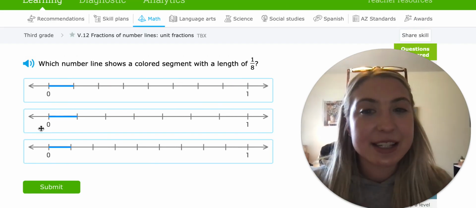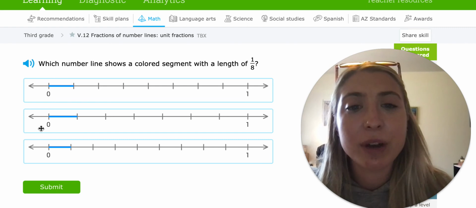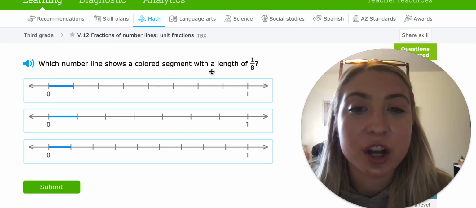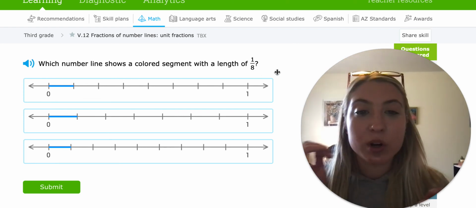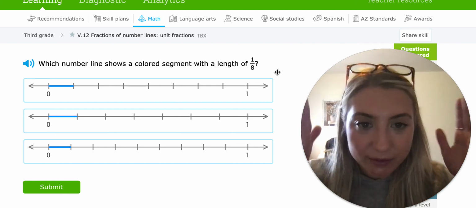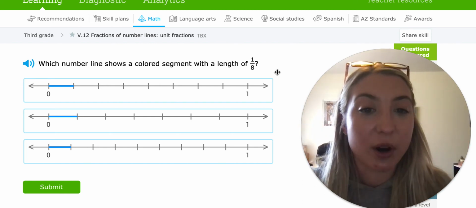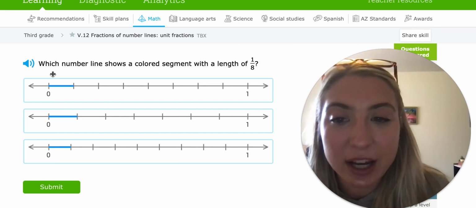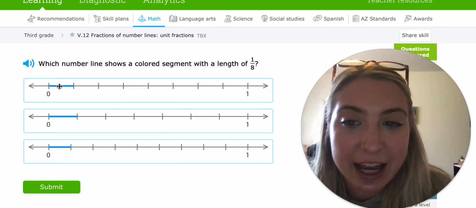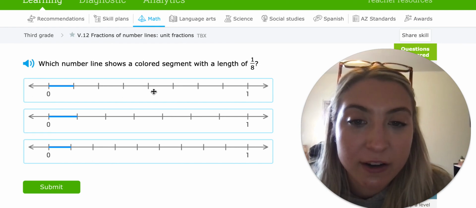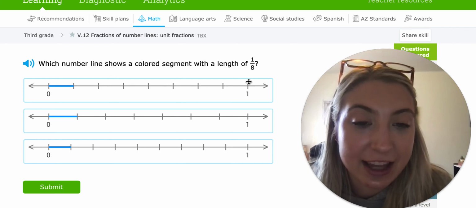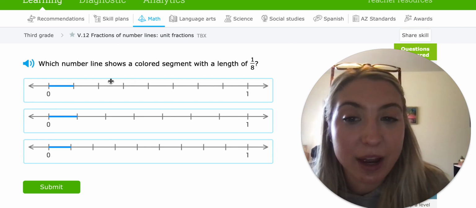Now this is the last example that we're going to do together. Which number line shows a colored segment with a length of 1/8? So 1 part out of a total of 8 equal parts. So our one whole is divided into 8 equal parts. First we're going to have to count. In this work, it can get tricky, so I usually just slide my mouse over. So I know this is 1 part, 2 parts, 3, 4, 5, 6, 7, 8. And then I bring it to the 1. So I know this is divided into 8 equal parts.